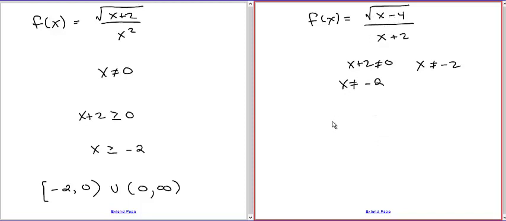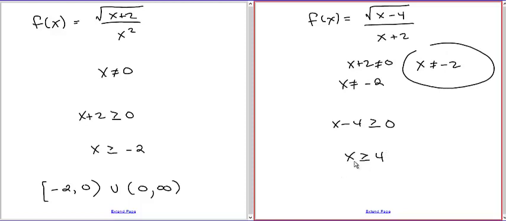The numerator says that x minus 4 has to be greater than or equal to 0. So that says x has to be greater than or equal to 4. But you can see x equal to -2 is not in this interval, so this is all we have to worry about. As long as x is greater than or equal to 4, it's not going to be equal to -2. And so again, we would start at 4, go to positive infinity, and put a curved bracket there.